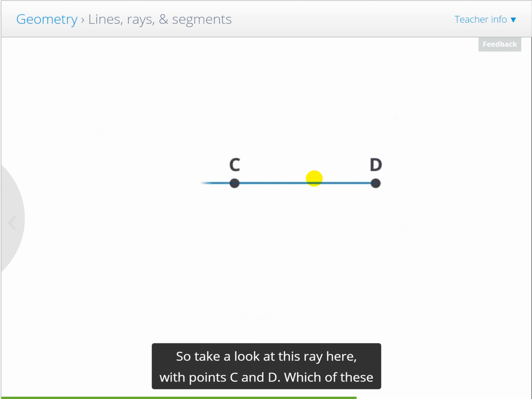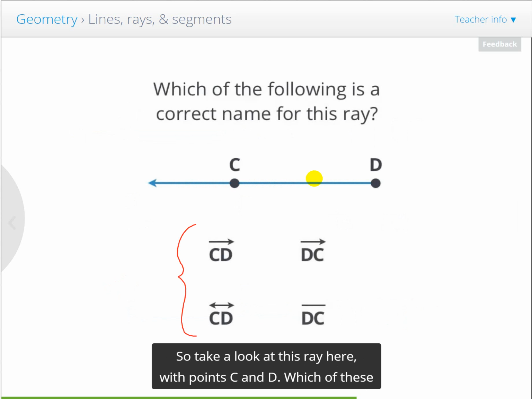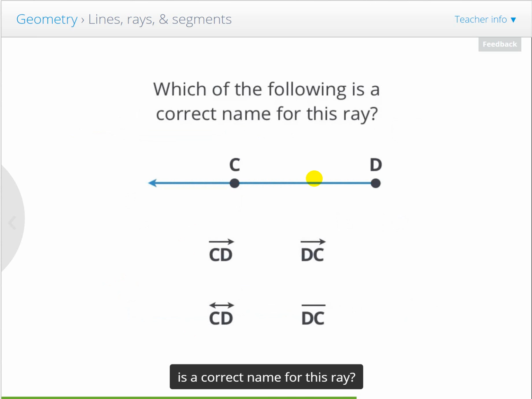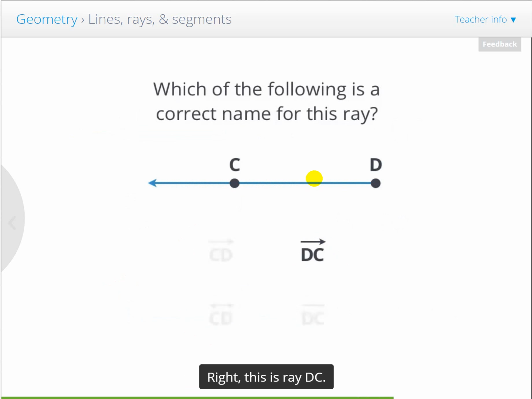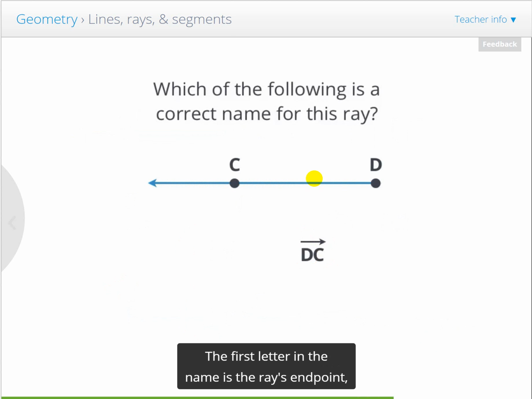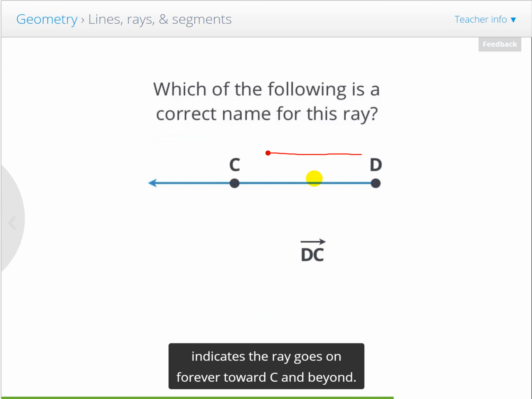So take a look at this ray here with points C and D. Which of these is a correct name for this ray? Right, this is ray DC. The first letter in the name is the ray's endpoint, which is D for this ray, and the arrowhead over here indicates the ray goes on forever towards C and beyond.